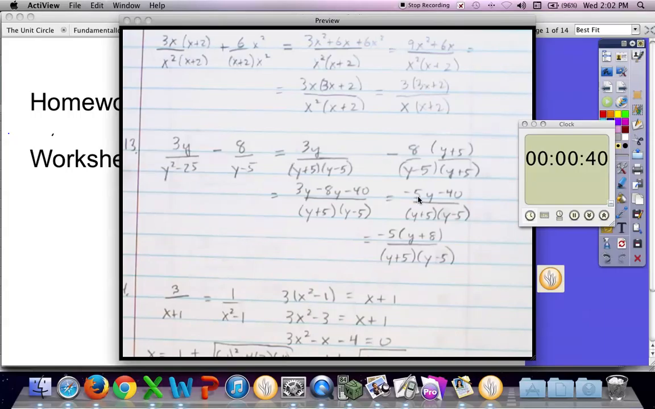Again, if you got that, stop, good job. If you took it one more step and factored out a negative 5, it would have looked like this. So they were both good.